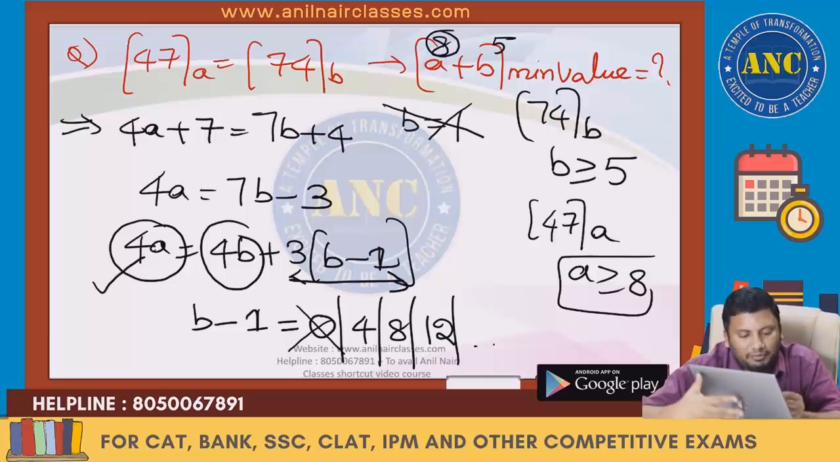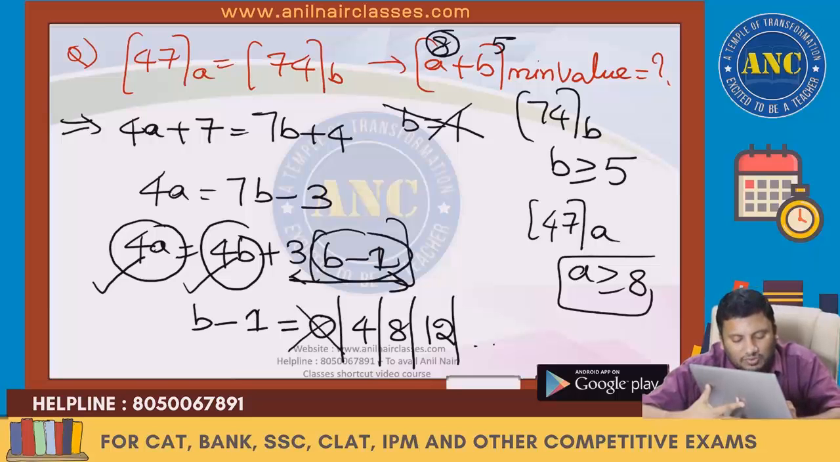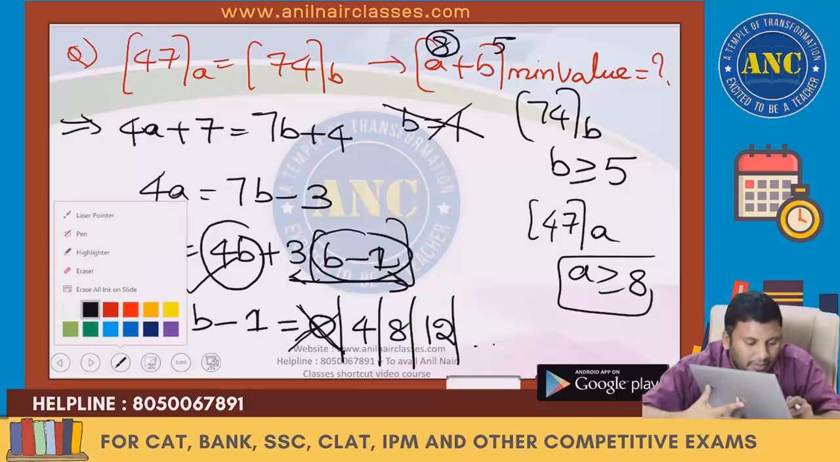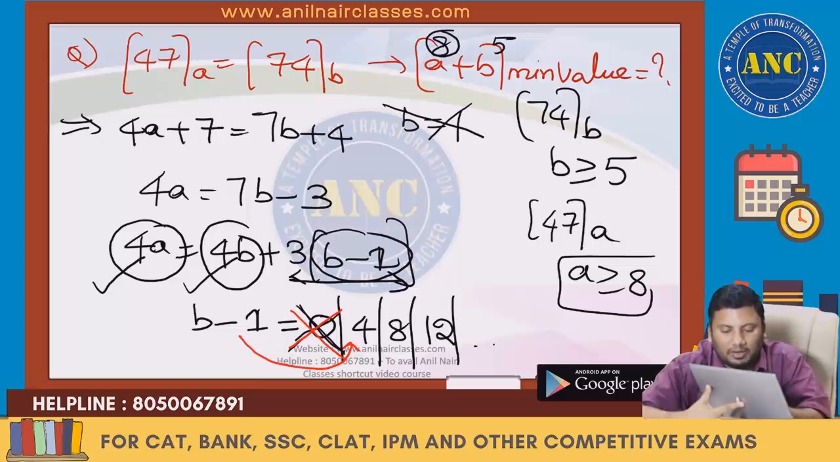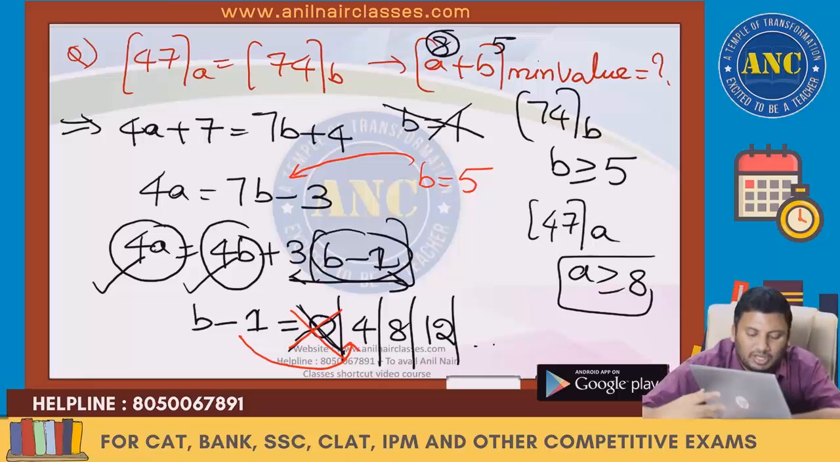This should be divisible by 4. B minus 1, if it is 0, B is 1. B should be greater than or equivalent to 5. This is not possible. If B minus 1 is 4, B will be equivalent to 5. If B is 5, if I substitute in this equation, 4A equivalent to 35 minus 3, 32. A minimum will be 8. I hope the idea is clear.